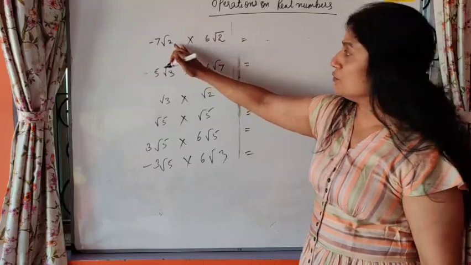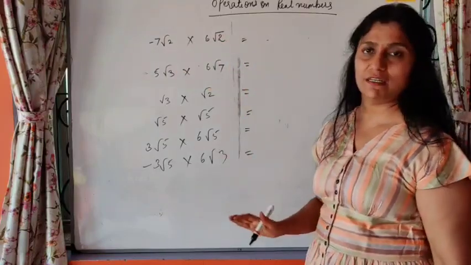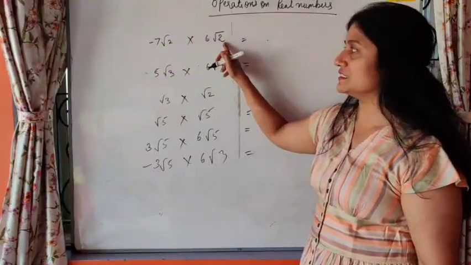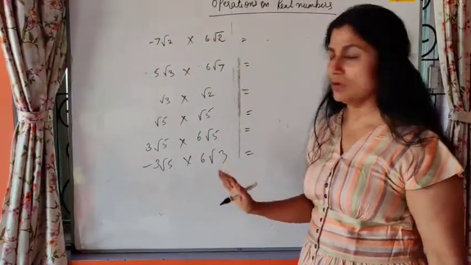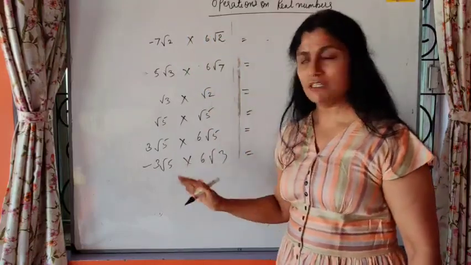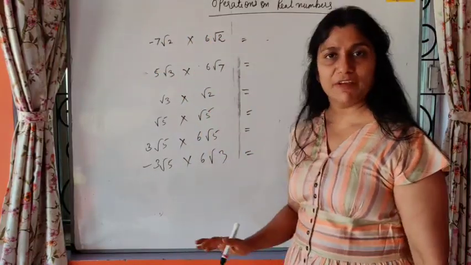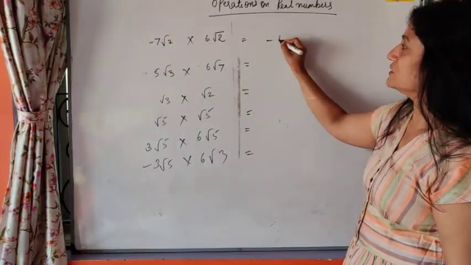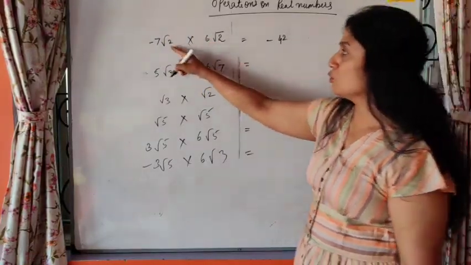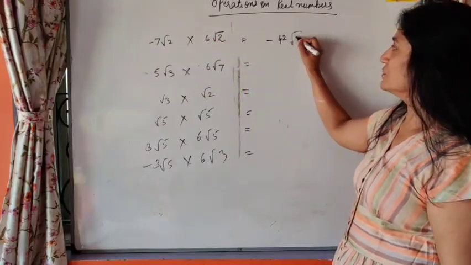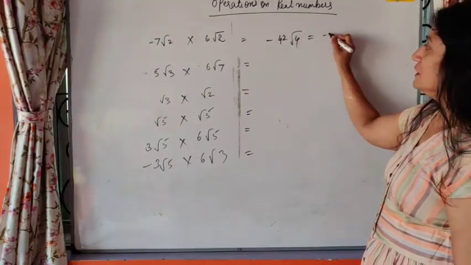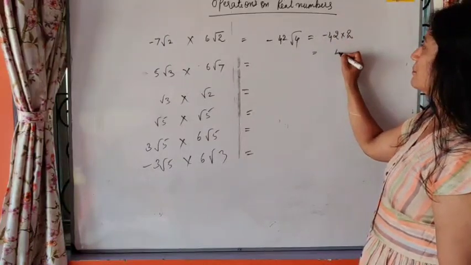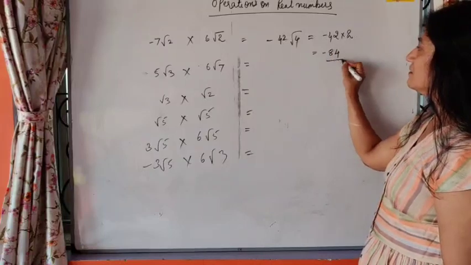See, here you have to multiply the surd with the surd and the number with the number. You don't have to multiply this number with this surd or this number with this surd. No, surd will be multiplied with surd only and the number will be multiplied with number only. So minus 7 multiplied by 6 gives you minus 42. Okay, and root 2 into root 2 gives you root 4. So here instead of root 4 you can write down as 2. So this number becomes minus 84.